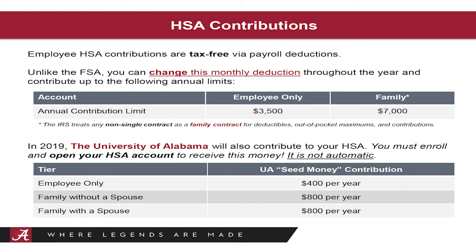These are, again, the contribution limits. And I do want to point out, regardless of the family contract tier, the IRS considers every family contract to be the same, so it's all $7,000.